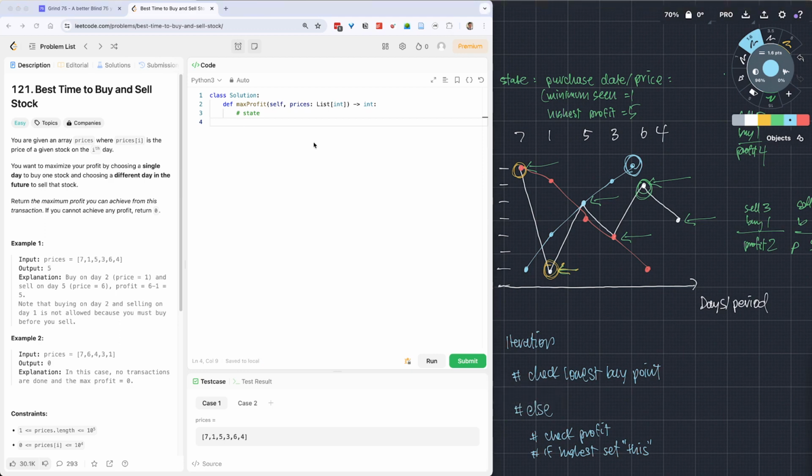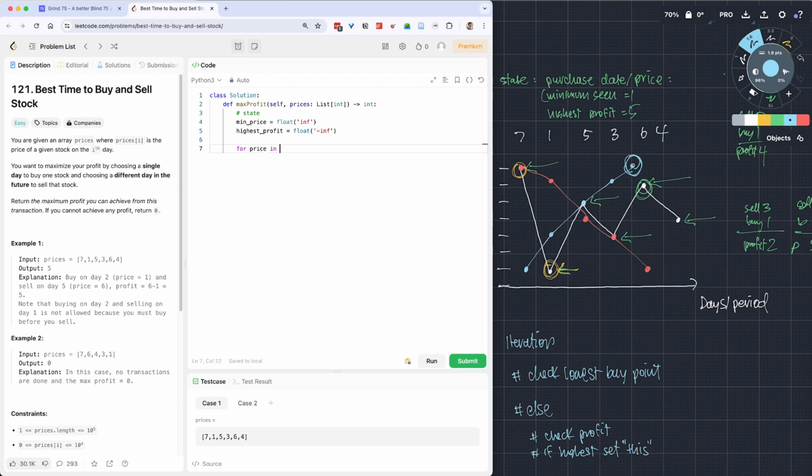So we have minimum seen, I guess, min price. I don't remember how to do this. I believe you do something like float infinity, and that makes it an infinitely large number. So anything compared to it will be small. And then highest profit that we've seen. And highest profit, I guess it would be the opposite. Negative infinity.